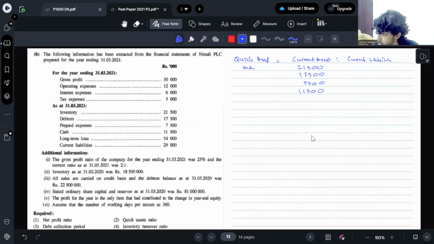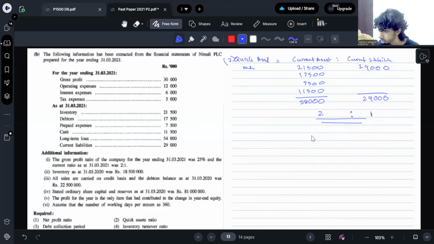long-term loan, non-current liability is 29,000. And the totals if you get 29,000 and here 21,500 plus 17,500 plus 7,500 plus 11,500, that is 58,000. So if you take current liability as 1, current asset is how many times of current liability? 58,000 divided by 29,000, that is 2 times. So the current ratio is 2:1. You have 2 times of the current asset compared to the current liability.